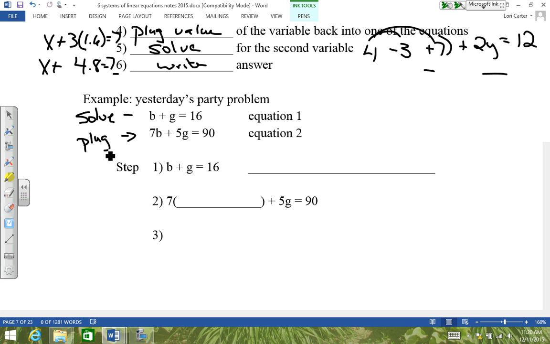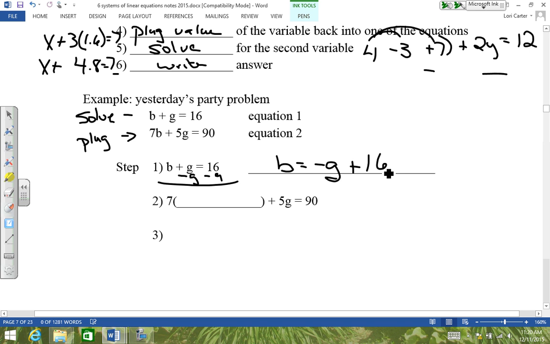It really doesn't. I'm going to tell you to solve for B because that's the way I did the problem. Are you ready? How do we solve for B? You've got to subtract that G over there. So when I subtract G, B equals negative G plus 16.